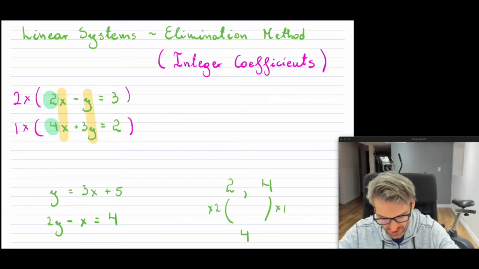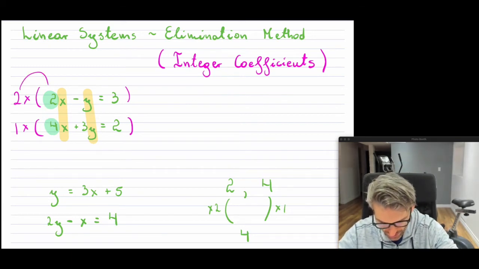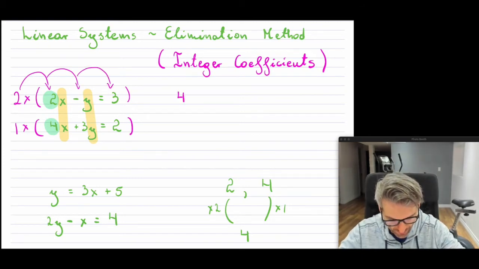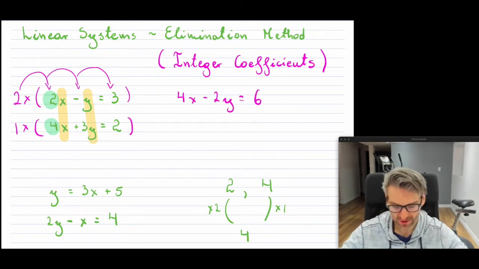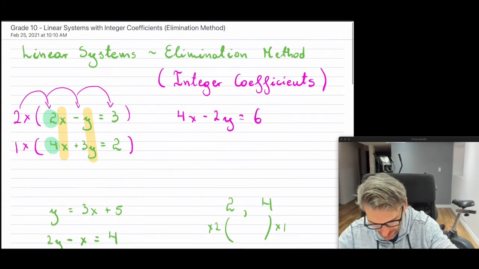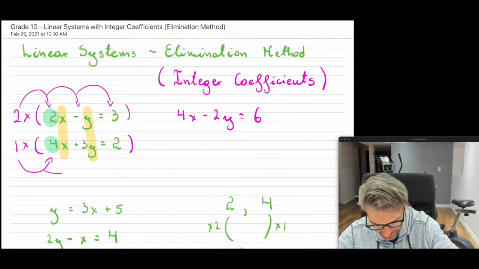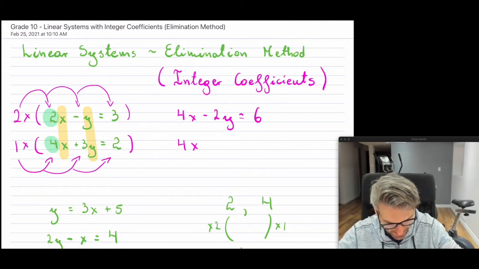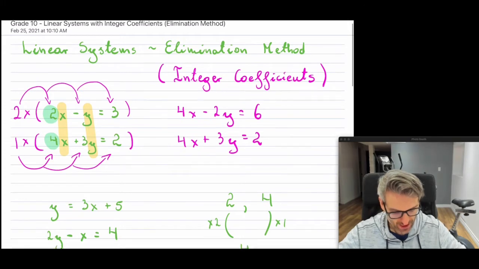So my coefficients: if I multiply by 2, and you have to do both the left-hand side and the right-hand side, I would get 4x minus 2y is equal to 6. All right, so that's how my line has changed in its coefficients. If I do that to the second one, well, nothing will happen because I literally just have multiplication by 1.